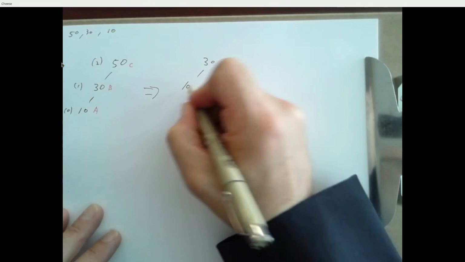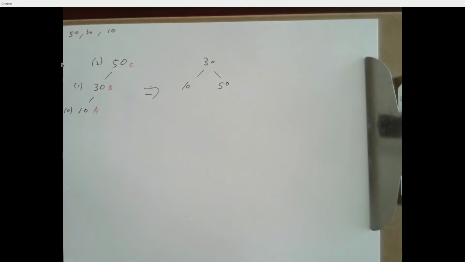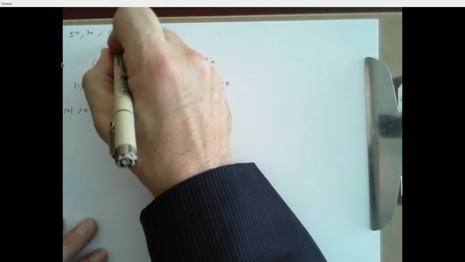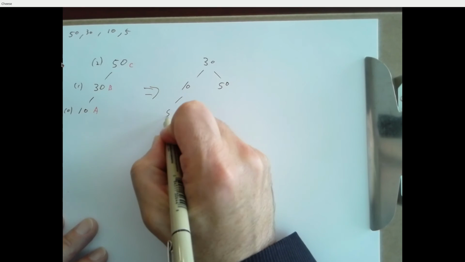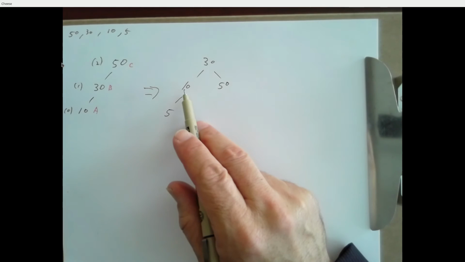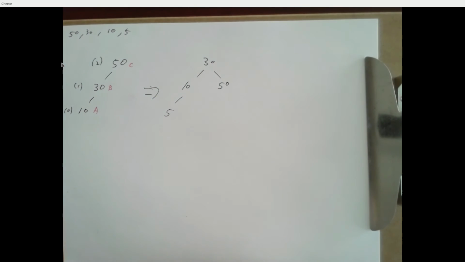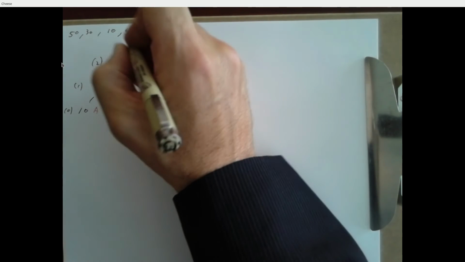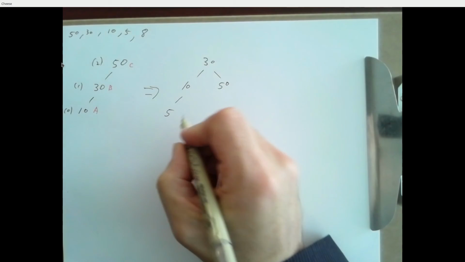And our procedure just says move B to the root, put C on the right, A on the left. So this is going to change into that. And that's nicely balanced. Okay, so let's go ahead and add a 5. And this is a balance factor of 0, 1, 0, and 1, so it's still balanced. And now let's add an 8.